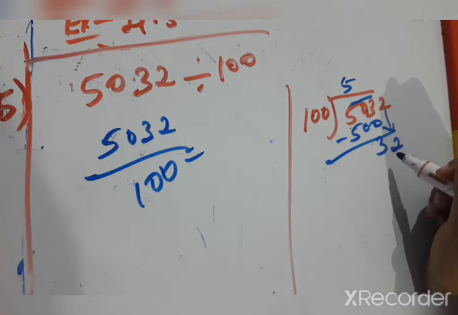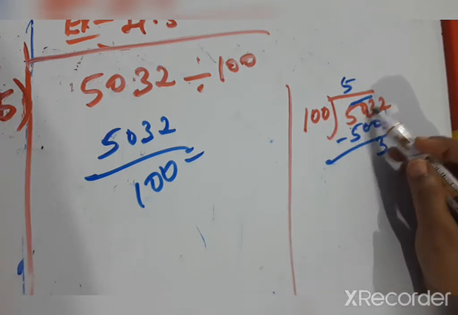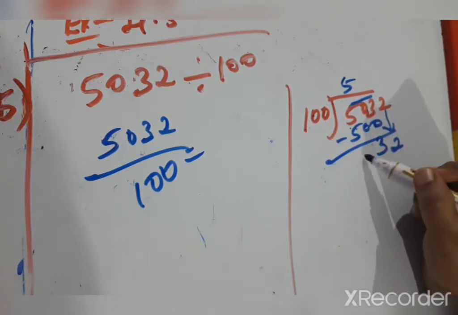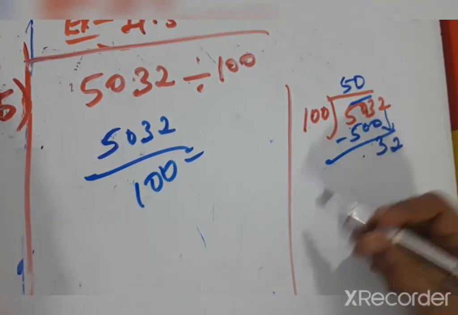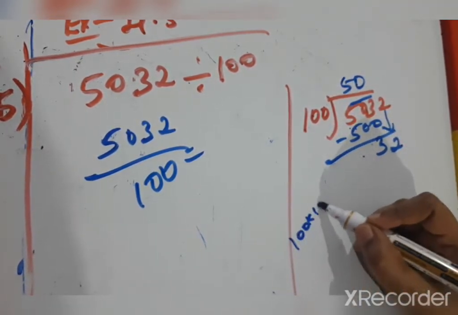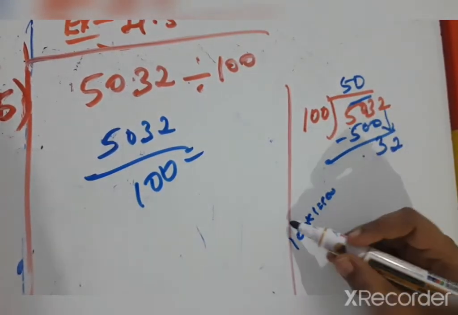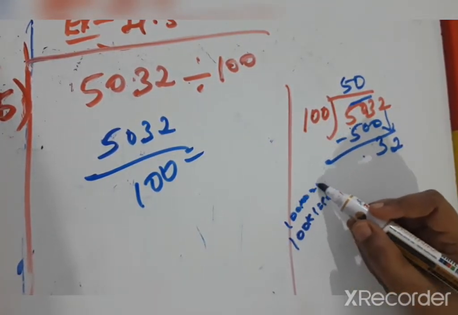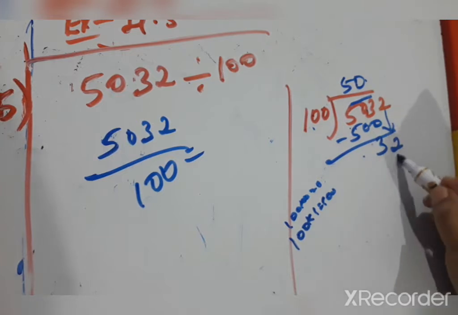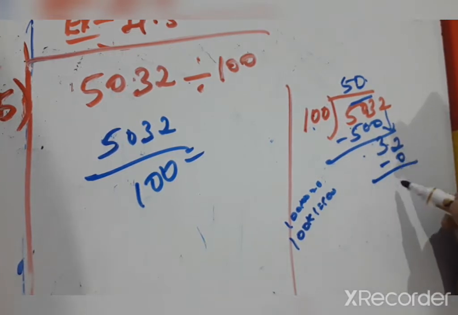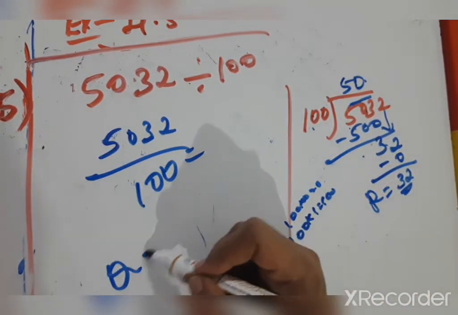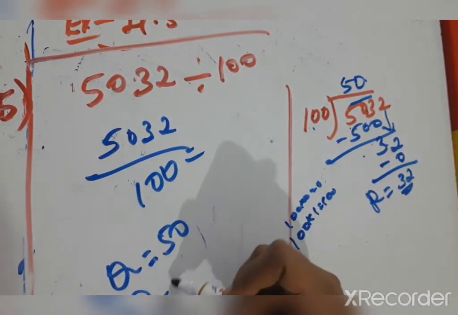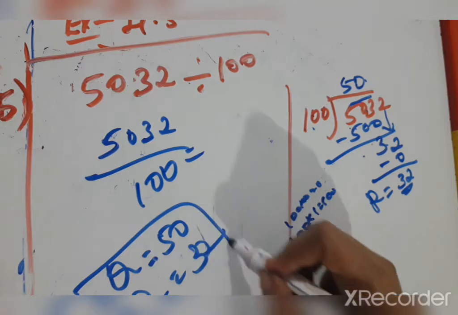100 how much is near 32? We cannot consider a 4-digit number, so 32 stays as the remainder. 100 zeros are 0, because 100 ones are 100, which is more than 32. The nearer one is 100 zeros are 0. 32 minus 0 is 32. This is the remainder. The quotient is 50 and the remainder is 32.